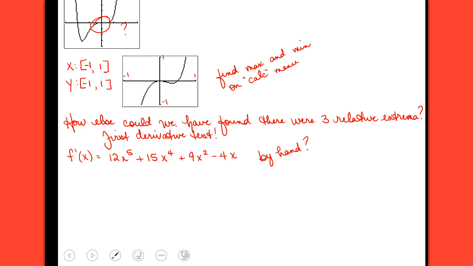Yes, 12x to the 5th plus 15x to the 4th plus 9x squared minus 4x. Now, this was a very easy derivative to calculate, but remember that if it's a complicated derivative, like maybe you're going to have to use chain rule multiple times, or you're going to have a fraction, where you've got to use quotient rule, or a product where you'd have to use product rule, remember, you can get the calculator to do the derivative for you.